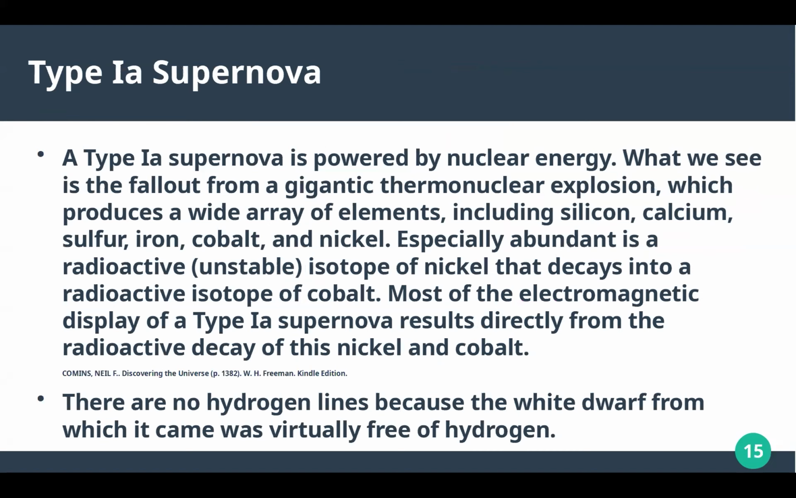What we see is the fallout from a gigantic thermonuclear explosion, which produces a wide array of elements, including silicon, copper, calcium, sulfur, iron, cobalt, and nickel. Especially abundant is a radioactive, unstable isotope of nickel that decays into a radioactive isotope of cobalt. Most of the electromagnetic display of a Type 1a supernova results directly from the radioactive decay of this nickel and cobalt. There are no hydrogen lines because the white dwarf from which it came was virtually free of hydrogen.